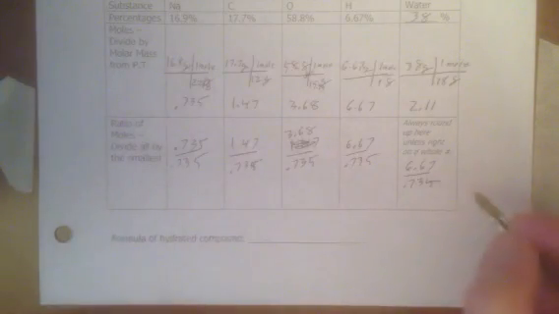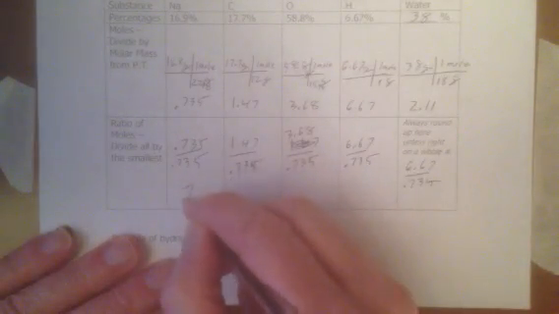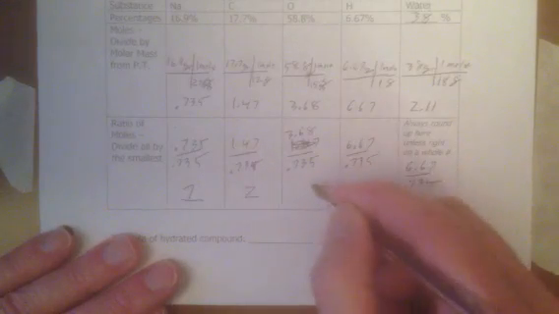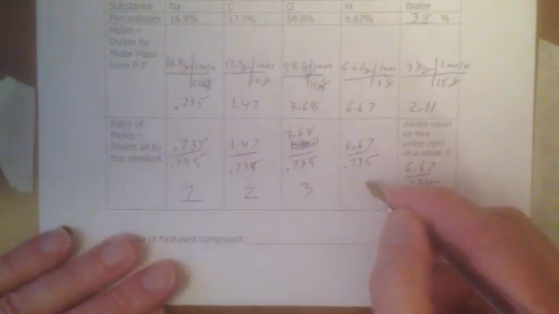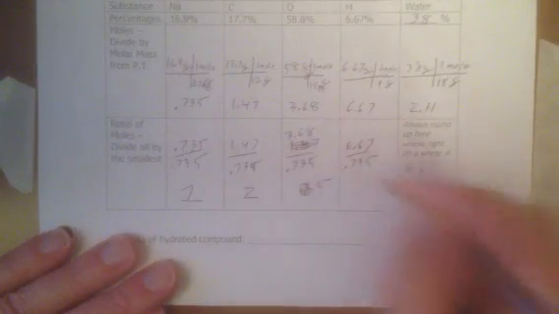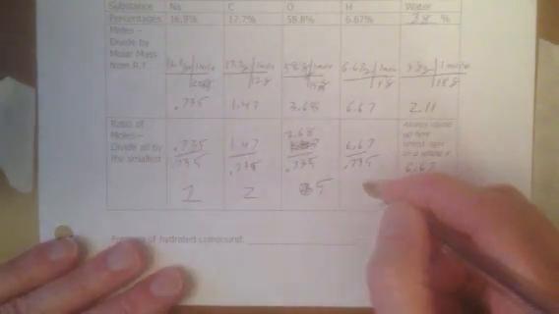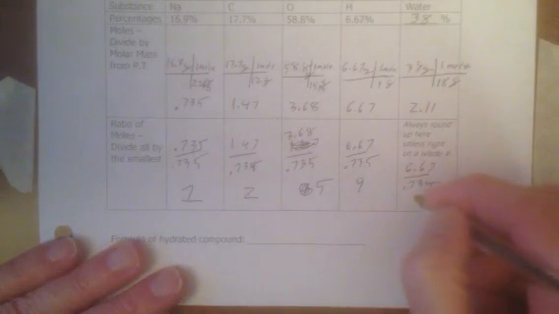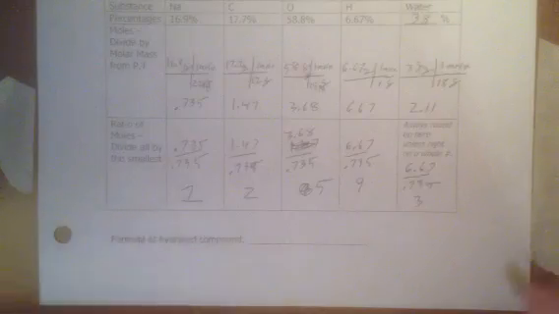So when we do the math, obviously this is going to be 1. This turns out to be 2. This will turn out to be 5. And 9. And this should be 3.